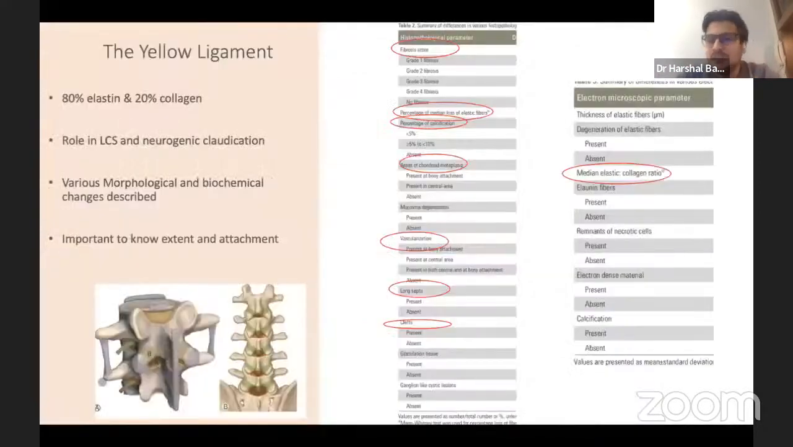But the yellow ligament, the main culprit, has been described in many papers before and after the Kirkcaldy-Willis literature. The yellow ligament or ligamentum flavum is 80% elastin and 20% collagen in a normal yellow ligament. But as degeneration starts, it leads to various morphological and biochemical changes. In this slide, you can see all these changes. The main changes are fibrosis, change in the elastin to collagen ratio, chondroid metaplasia, septal formation, cleft formation, and cystic degeneration also happens. And this leads to thickening of the yellow ligament or ligamentum flavum.